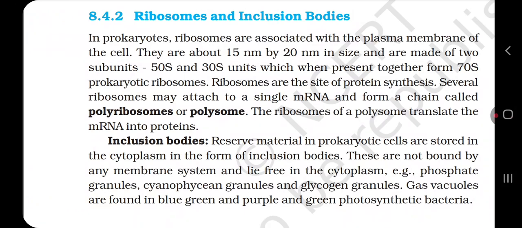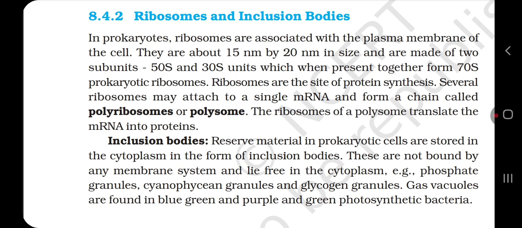8.4.2 Ribosomes and the inclusion bodies. In prokaryotes, the ribosomes are associated with the plasma membrane of the cell. They are about 15 nanometer to 20 nanometer in size and are made of two subunits, 50S and 30S units, which when present together form a 70S prokaryotic ribosome.